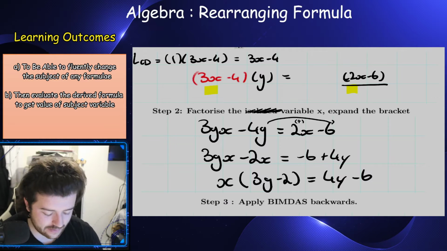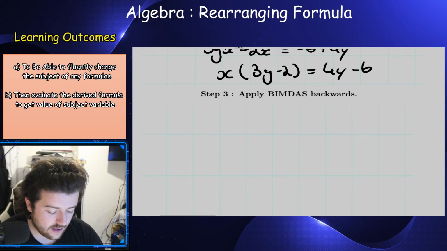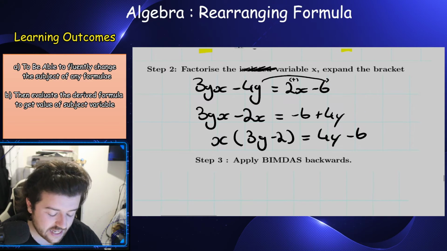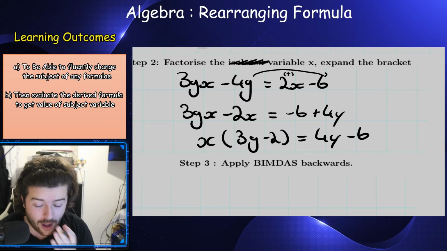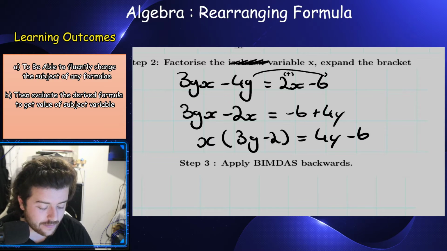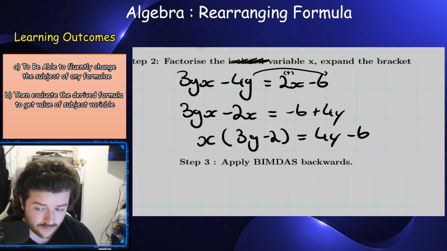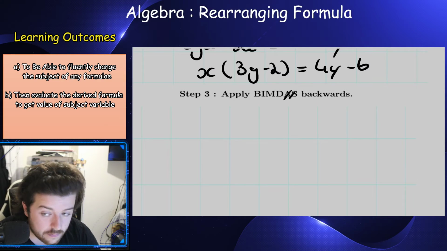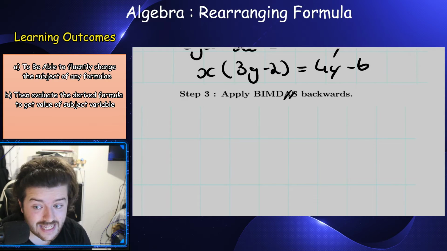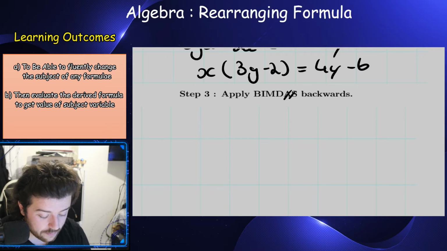Next step, apply BIDMAS backwards. I did the first bit here. I did the AS part. I brought over my minus 4y, made that plus, because I was adding and subtracting that from my x term. So the AS part is done. So the MD part. Am I multiplying x by anything? Yes, in fact I am. I'm multiplying x by 3y minus 2.